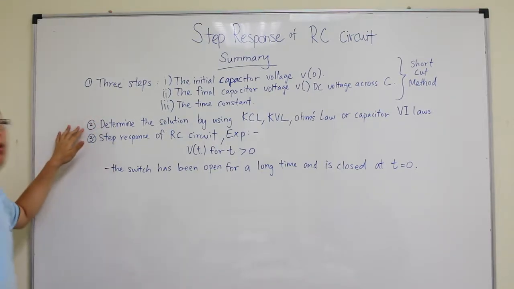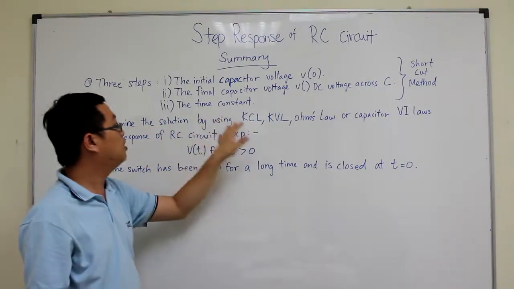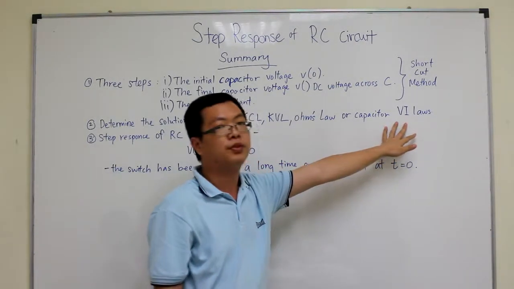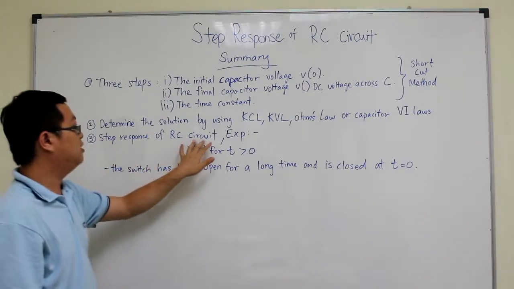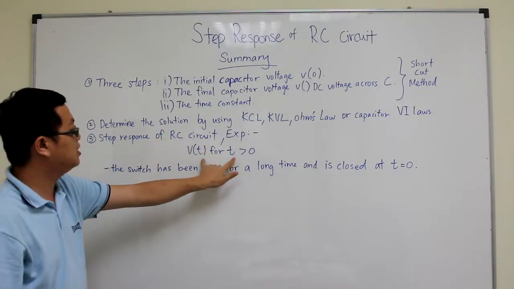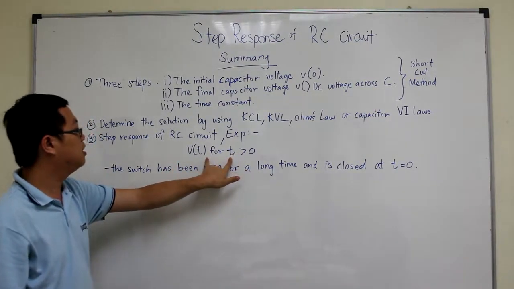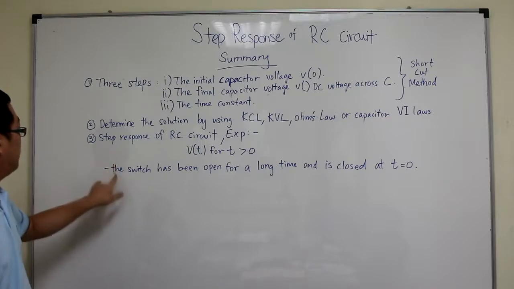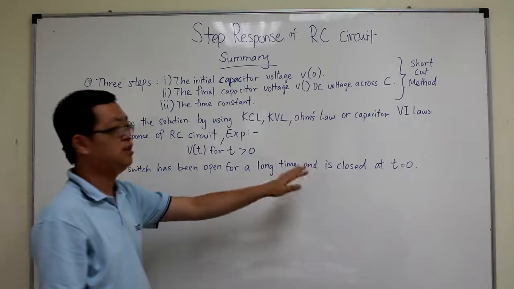So continuing to the second one, we determine the solutions using the formulas of KCL, KVL, Ohm's law, or the capacitor voltage-current relation. Okay, so the last is the step response of an RC circuit. For example, when we want to calculate the step response, we can see this one. This is just an example. If we want to determine v(t) for t more than 0, that is the step response. Another one is where the switch has been open for a long time and is closed at t equal to 0.